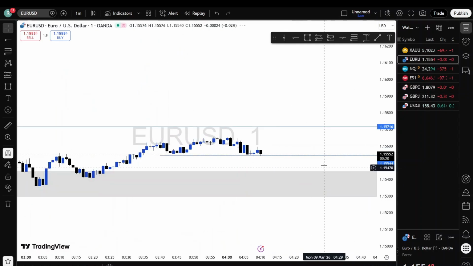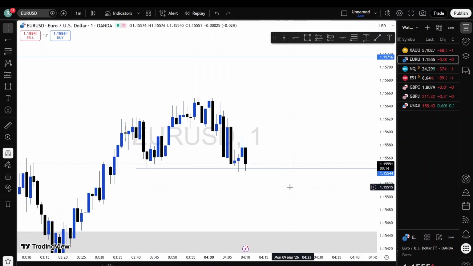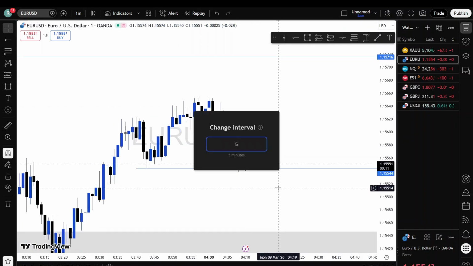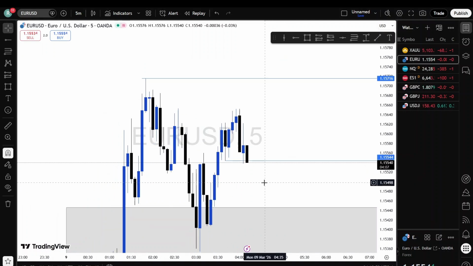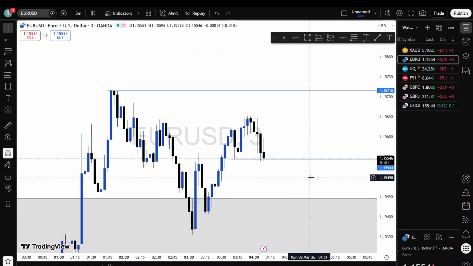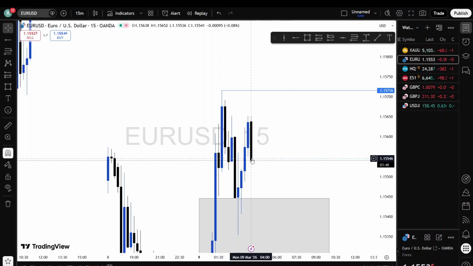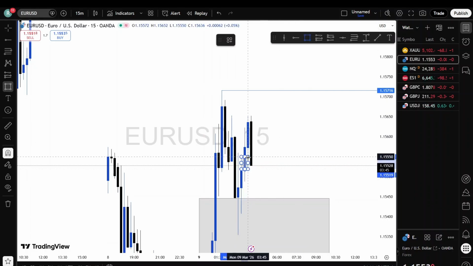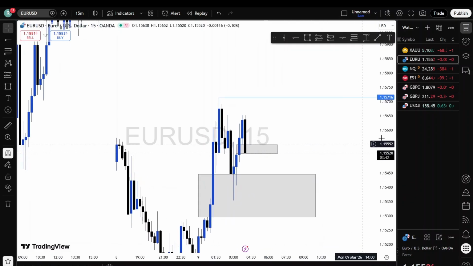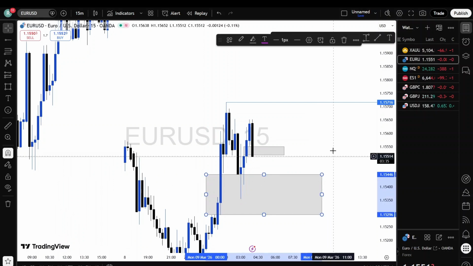EURUSD, see, 1 minute is not creating any FVG. It's clear. So it will take more time to give confirmation, I think. No worries, we need to wait. Okay, I will keep this FVG marked, 15-minute FVG marked. This is 1 hour FVG.